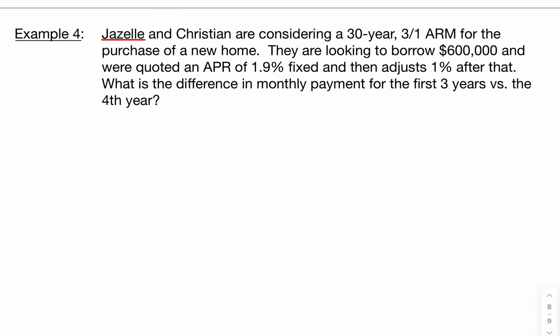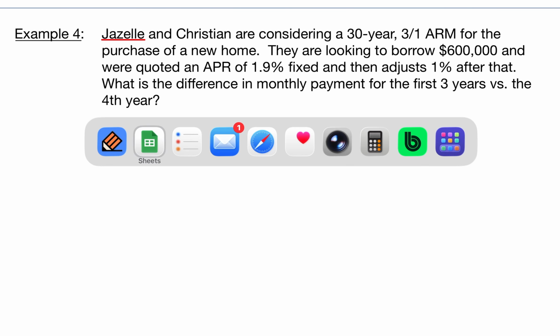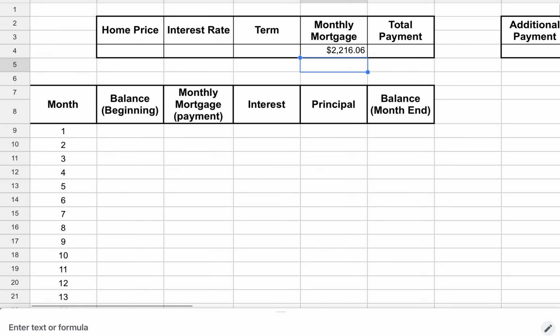Giselle and Christian are considering a 30-year 3-1 ARM for the purchase of a new home. They're looking to borrow $600,000 and were quoted an APR of 1.9% fixed, and then it adjusts 1% after that. So the question is, what is the difference in monthly payment for the first 3 years versus the fourth year? Okay, so the first thing we want to do is find out what the monthly payment is within the fixed period, which is that first 3 years. So let's go ahead and go to our spreadsheet. Okay, so the home price was $600,000.